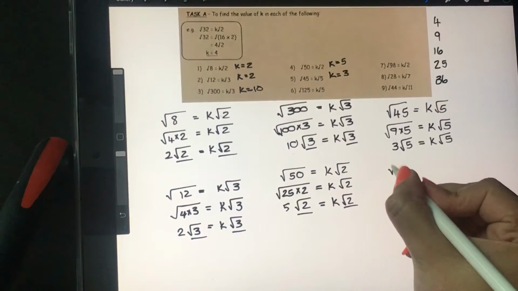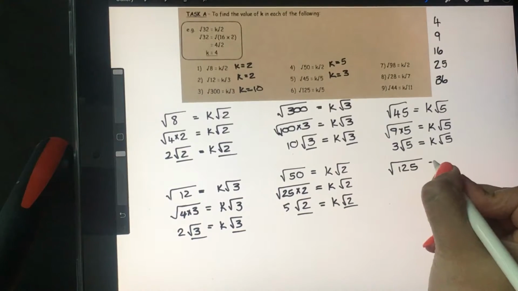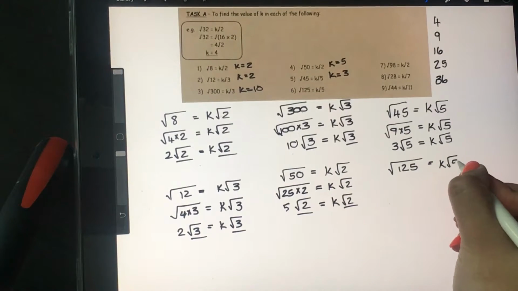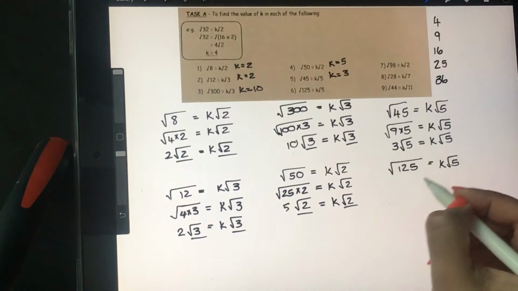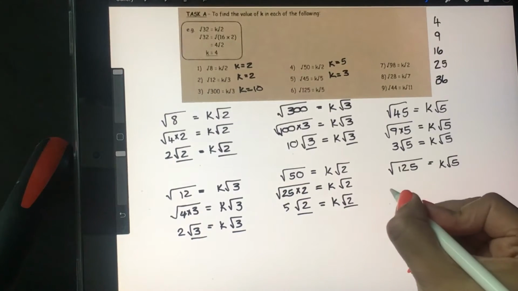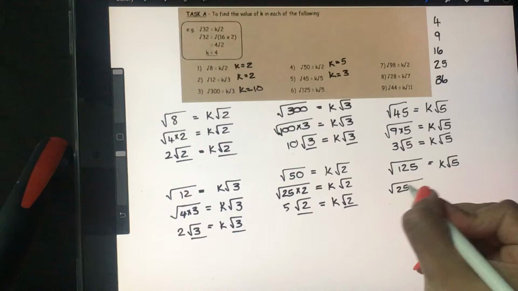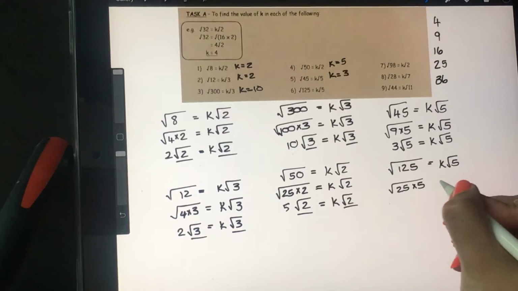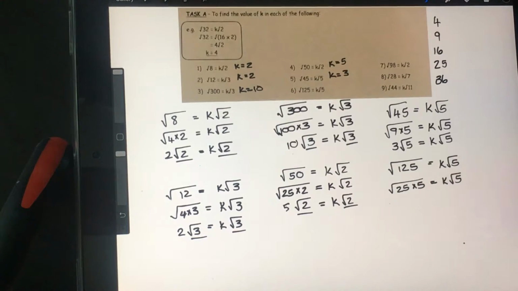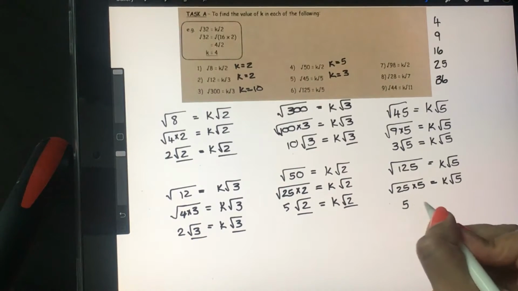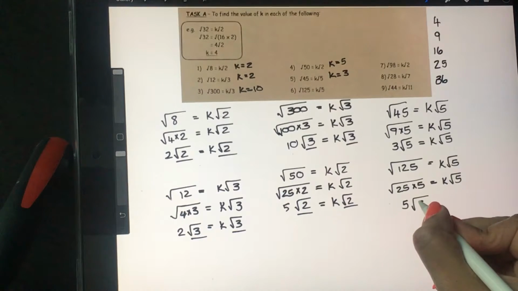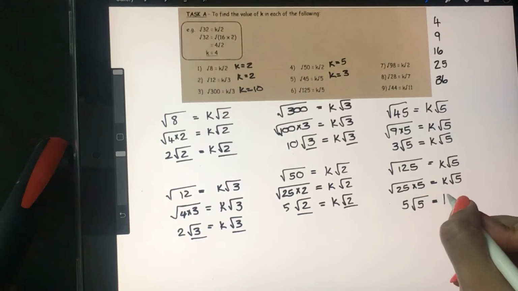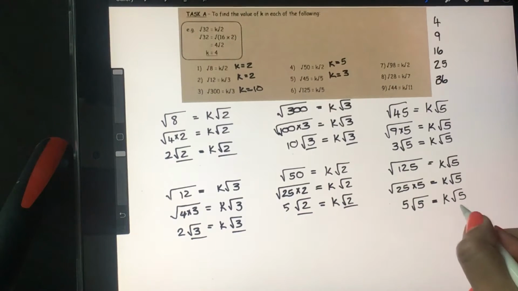For number 6, we've got root 125 is equal to k root 5. The biggest square number that can divide into 125 is 25. And 25 times 5 will give us 125, and that is equal to k root 5. The square root of 25 is 5, so we've got 5. That 5 stays inside the surd, and that is equal to 5 root 5. Again, the surds are the same, so k is equal to 5.